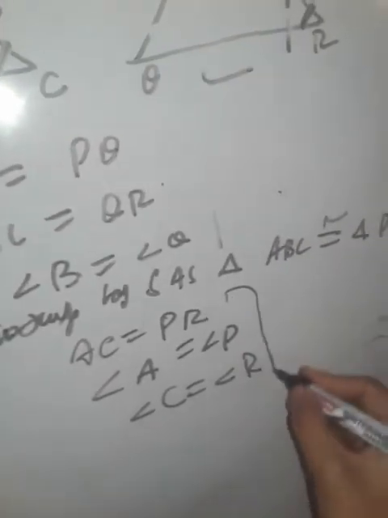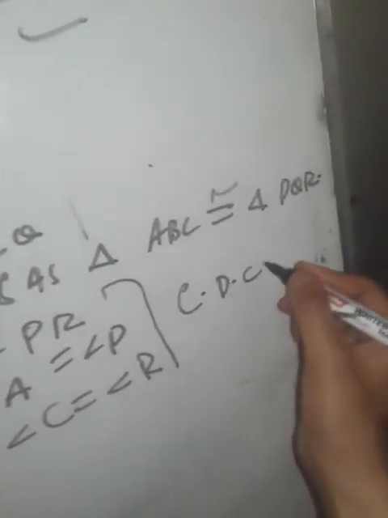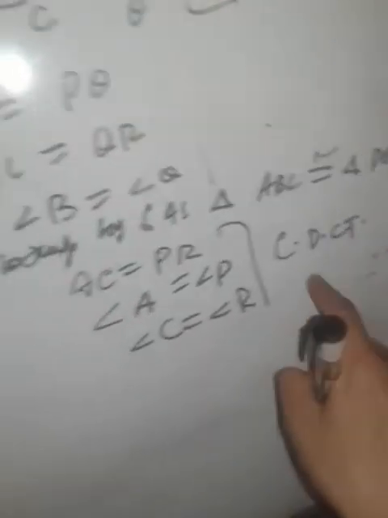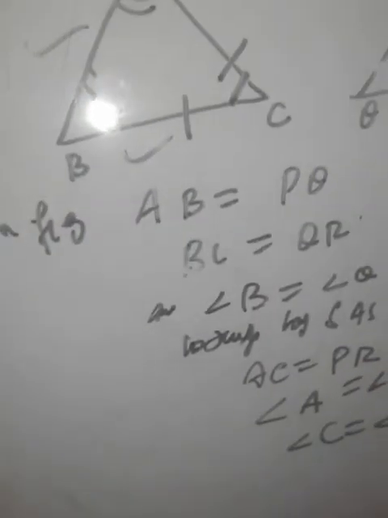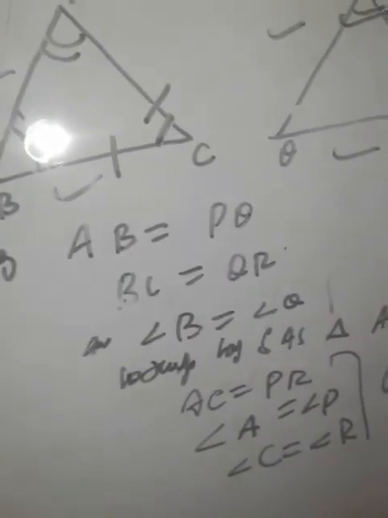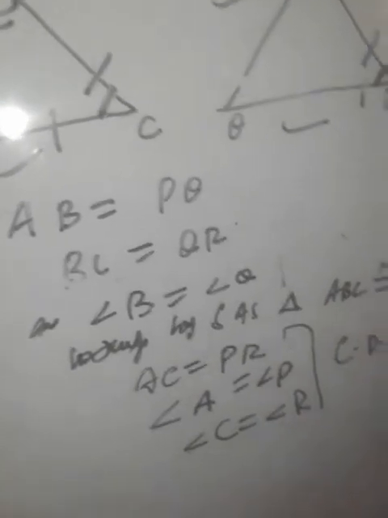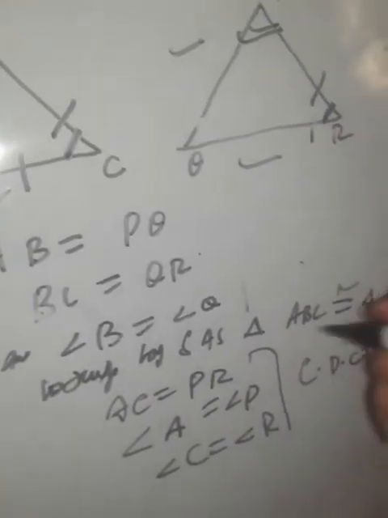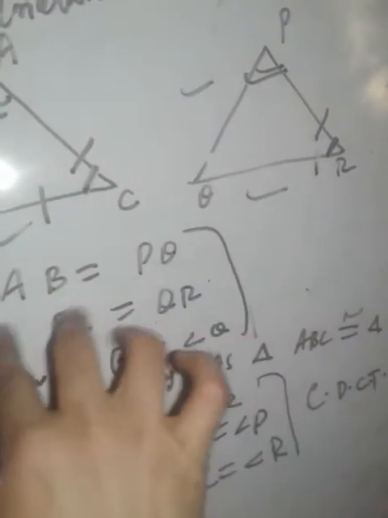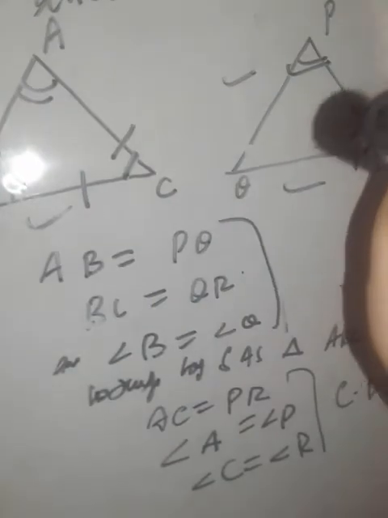This property is known as CPCT. What is known as CPCT? CPCT means corresponding parts of congruent triangles. Remember this thing, when two triangles are congruent, when we are able to make the two triangles congruent, corresponding parts are always equal. Here by this criteria we make these two triangles congruent.